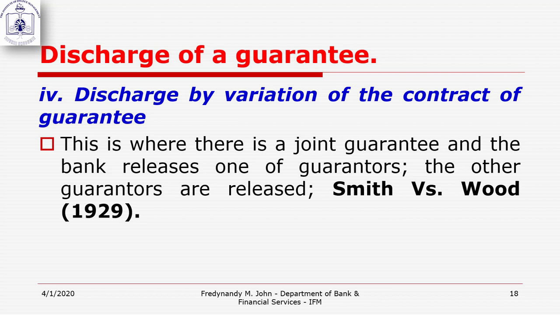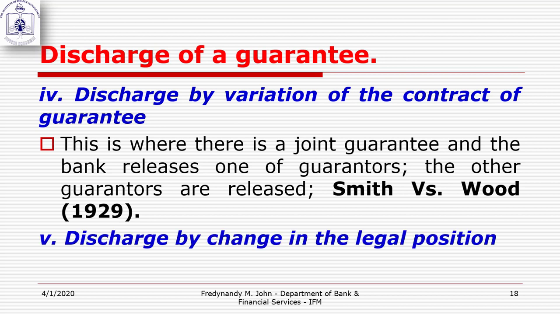Now, in case of joint guarantees, we have been informed that all guarantors are supposed to sign the contract. Now, remember, this will be included in what we call the guarantee contract. Now, if the guarantee contract has been changed, that is to say, one of the co-guarantors has been released by the banker without the consent of other guarantors, then automatically that guarantee contract will be nullified, and so the guarantors are discharged.